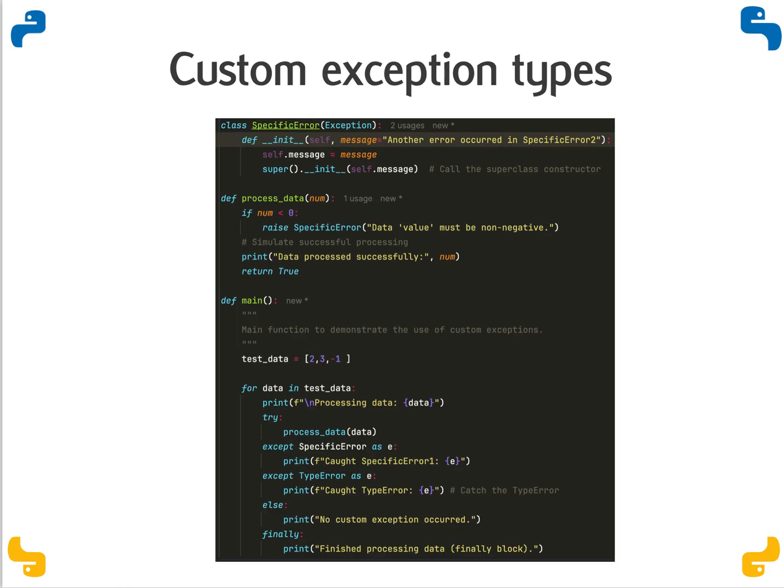And we can also create our own errors with custom exception types. Python allows us to define our own exception types by creating new classes that inherit from the built-in Exception class. This lets us create error types specific to our program's logic, and it can make error handling more clear and more organized. This is my presentation.